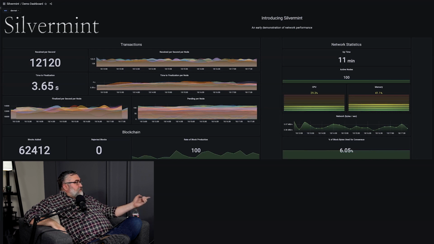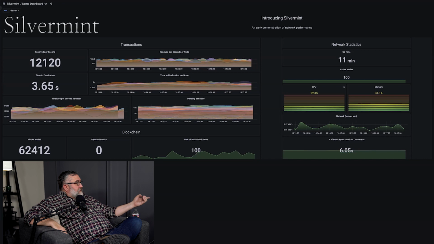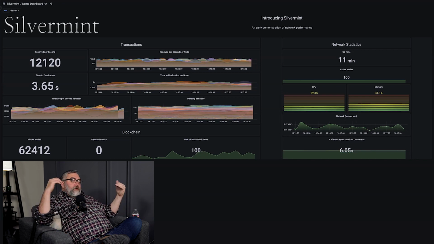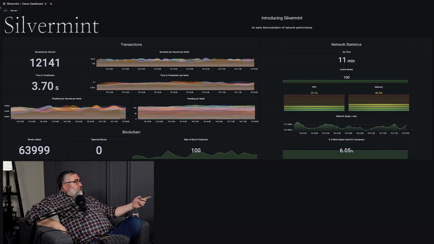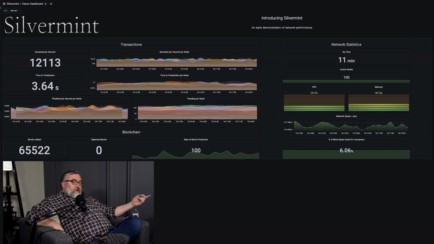Down below that, on the left, you see finalized per second per node. You'll note that there's some variance here, and that basically is caused by blocks being received at slightly different times between the different nodes. Another thing to note is this graph just to the right there, which says pending per node.